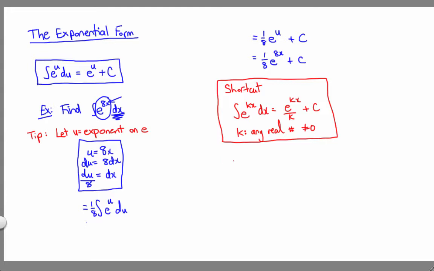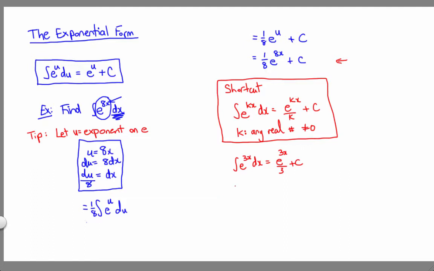So for example, if we wanted to integrate e to the 3x with respect to x, 3 is a constant that's not equal to 0, so the shortcut would apply. We'd get e to the 3x over 3 plus a constant. So you can see that's the same pattern that came up in our first example. We were integrating e to the 8x, we got e to the 8x over 8 plus a constant.